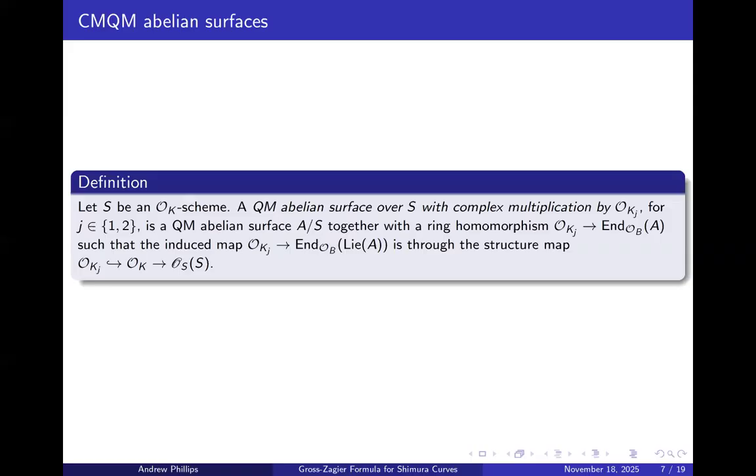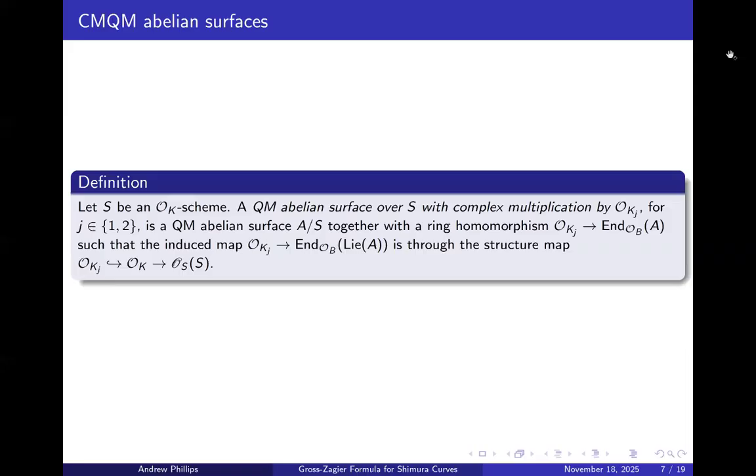So in general here, a QM abelian surface now with complex multiplication by, let's say, OKJ. It's a little annoying here. The notation maybe is not the best, but I'm going to carry through this J, which is either 1 or 2, depending on whether you choose K1 or K2, throughout basically everything here. You can make this look a little bit nicer if you just say, okay, I'm going to fix one imaginary quadratic field, but that introduces more notation. I just want to stick with the K1 and K2 we started with at the beginning.